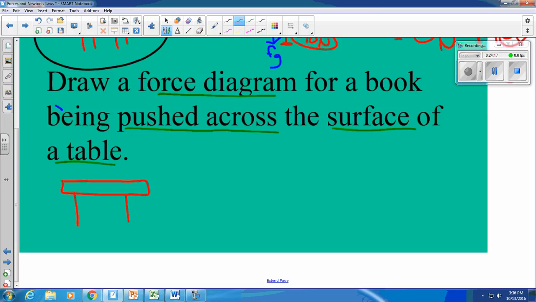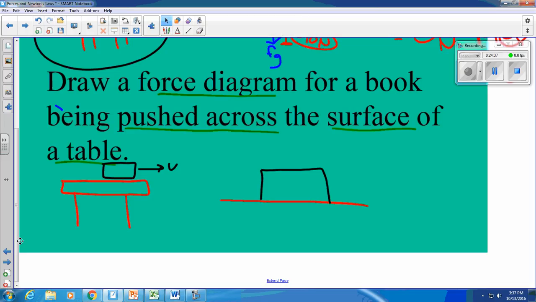Here's my table. Here is my box. It is going this direction with the velocity, right? It's being pushed across the table. So now let's zoom in. Here's my table. Here is my box. So this would be my force diagram.